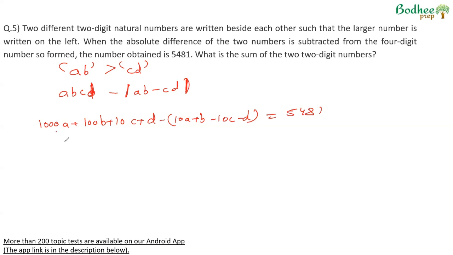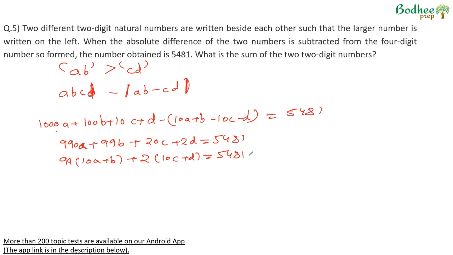Opening the bracket, 1000A minus 10A is 990A, 100B plus 10B minus B is 109B, so 990A plus 99B, plus 10C plus 10C gives 20C, plus D plus D gives 2D, which is 5481. So this is 99 into (10A plus B), which is one of the numbers, plus 2 into (10C plus D), the other number, equals 5481.